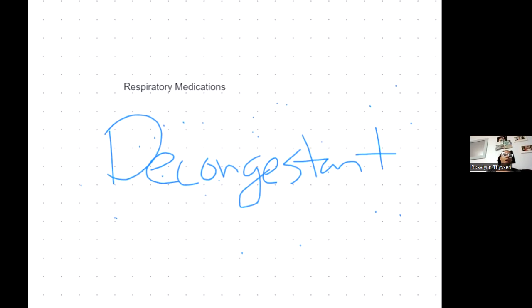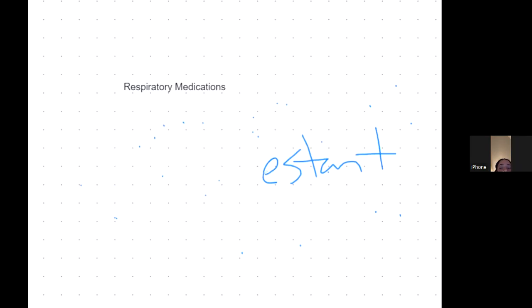Let's talk about the lower respiratory tract. What are some of those medications? The bronchodilators, corticosteroids. So bronchodilators, what's going to happen? The bronchodilators are your rescue inhalers. What's it going to do to your airways? It's going to open them up. Yep.